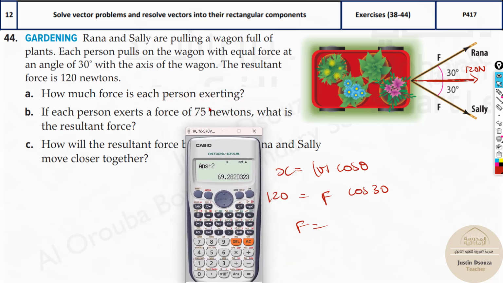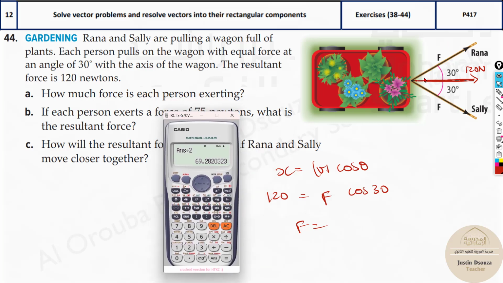If each person exerts a force of 75 newtons, so this F value is 75 newtons, what is the resultant? Now here, 75 into cos 30. But this is just the resultant of one person's force. We need to multiply this by 2. Why? Because there are two people. F is given to be 75, but there are two Fs. So into 2. Now this is the correct answer.